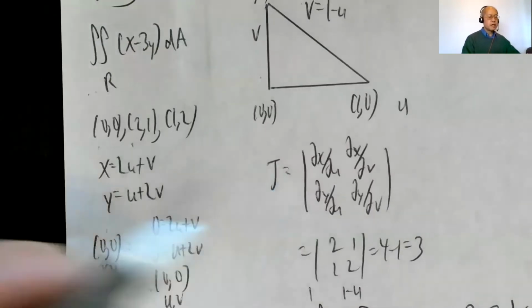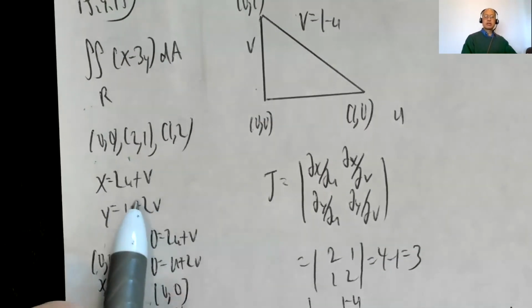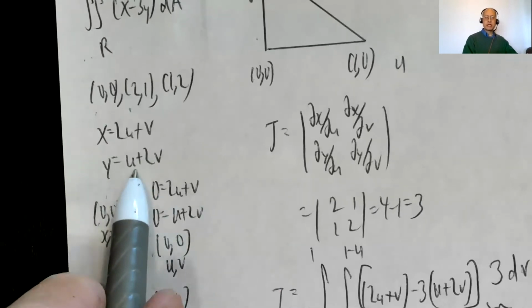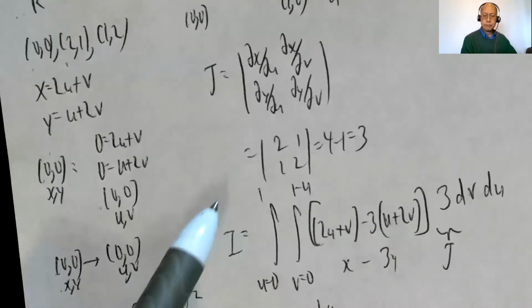All right, so the Jacobian. Partial of x with respect to u is 2. Partial of x with respect to v is 1. Partial of y with respect to u is 1. Partial of y with respect to v is 2. Jacobian is 4 minus 1, 3.